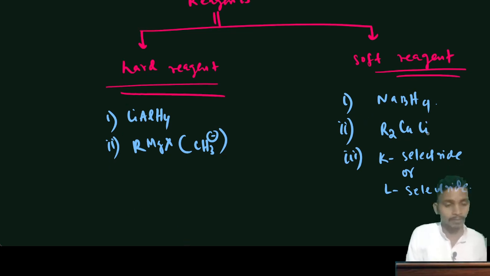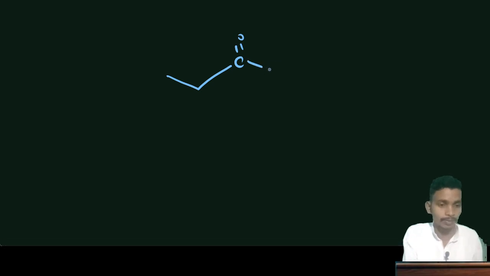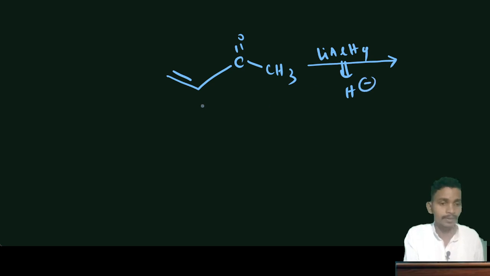Okay, now what type of questions will be asked? Let's say we have a group like CO, and we have this type of group, and now we have these bonds. Now we are giving one group, let's say I'm giving lithium aluminum hydride, which also gives H minus. Now again here I'm giving K-selectride or L-selectride.